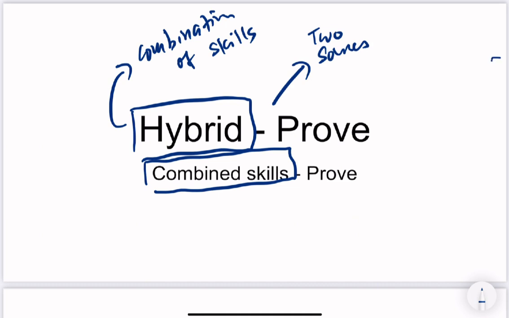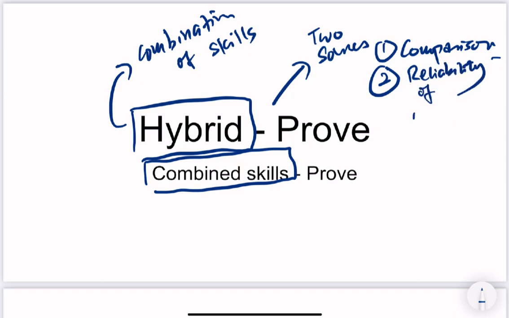So the first skill that you need to combine is number one, the skill of comparison. Now, immediately, rule of thumb, when you see two sources, compare the two sources first, okay? Check whether it's similar or whether it's different. It is the exact same way you do a normal comparison question. The second skill we're looking at is the skill of reliability, reliability of the main source.